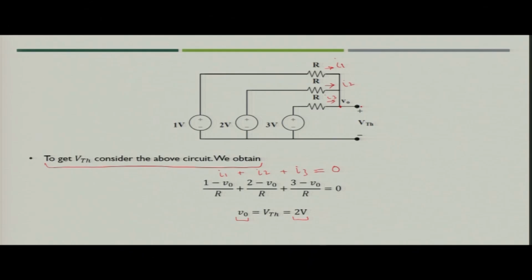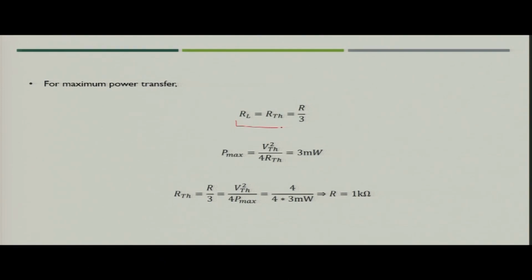And what is V naught? V naught is nothing but the Thevenin voltage. So, you get the value of VTH as 2 volt. We have got RTH as R by 3, and VTH as 2 volt. So, the maximum power transfer condition is P max equals VTH square by 4 RTH, and the maximum power transfer given in the question is 3 milliwatt.